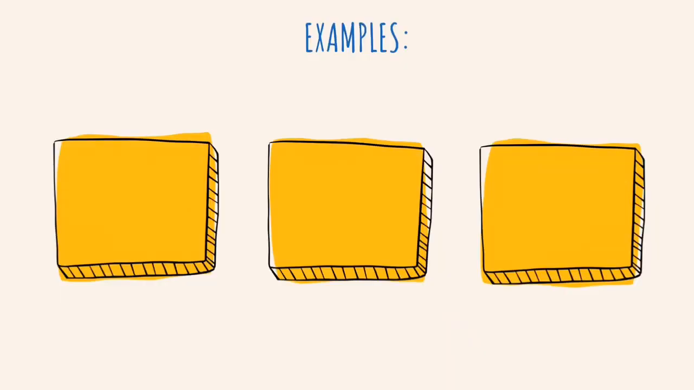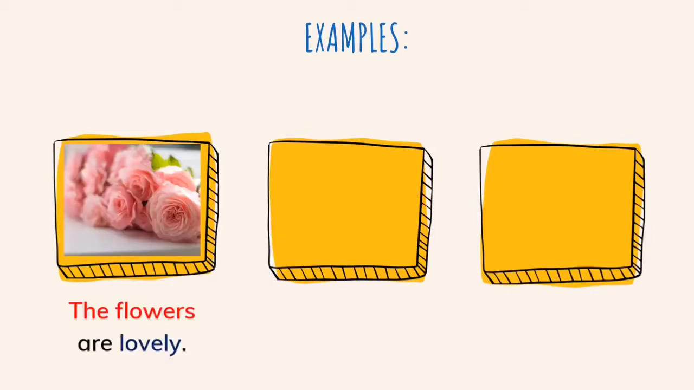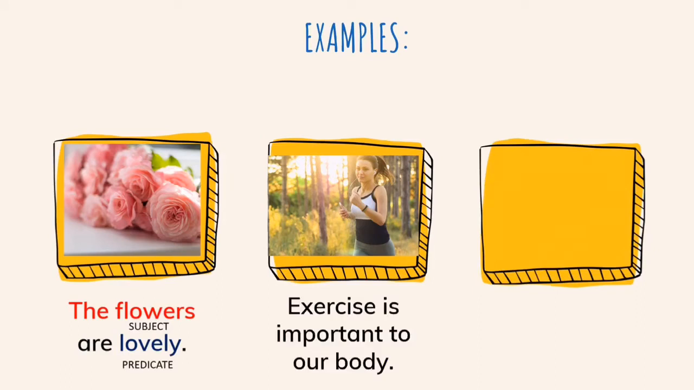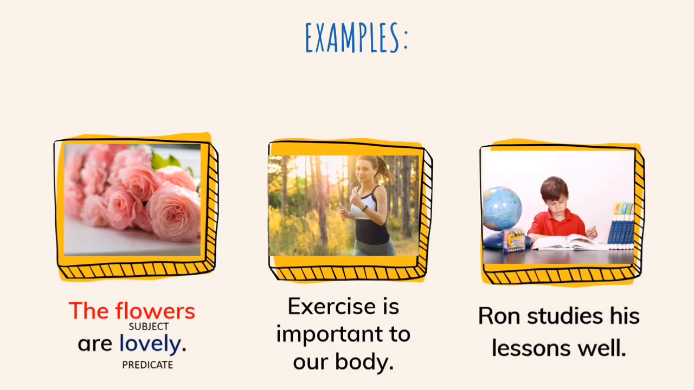Now here are some examples of a sentence. The flowers are lovely. In this sentence, our subject is the word flowers, while the predicate is the word lovely. Notice that it starts with a capital letter and ends with a period. Also, it has a complete thought or idea. Another example, exercise is important to our body. Ron studies his lessons well.